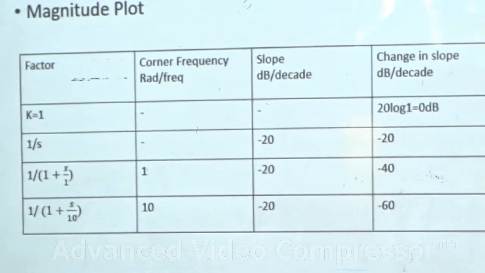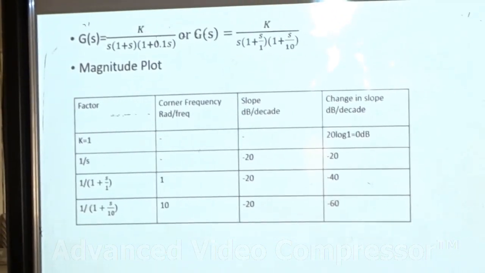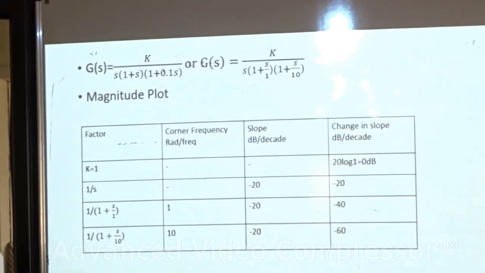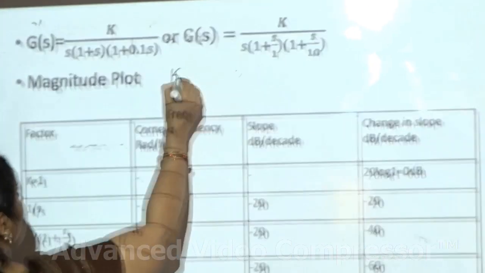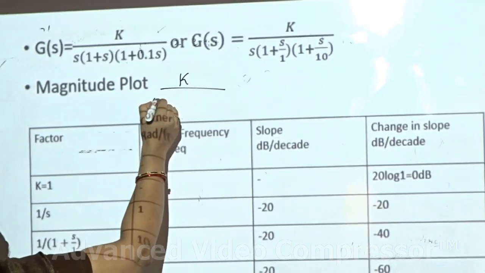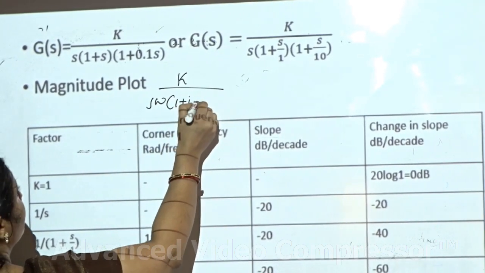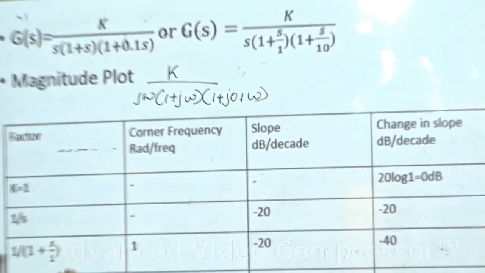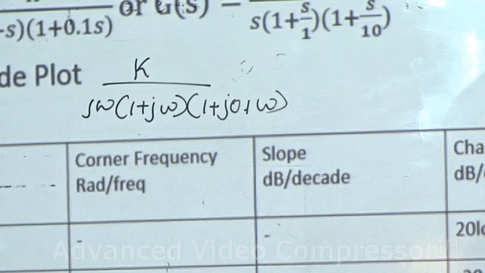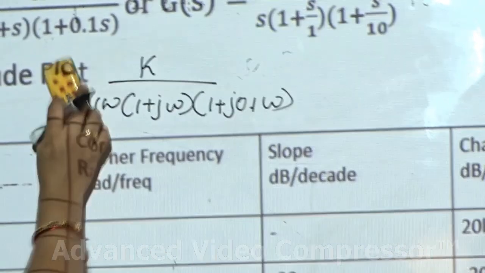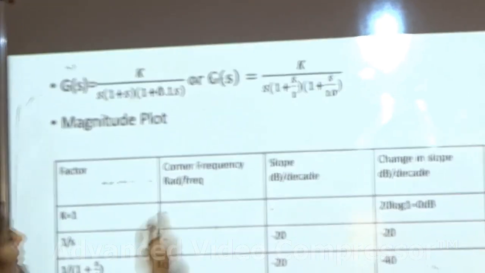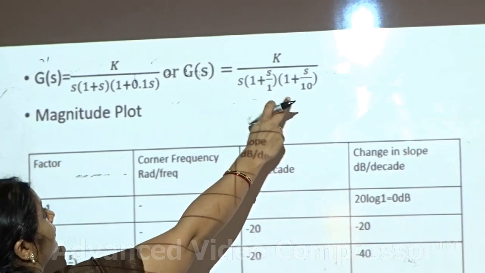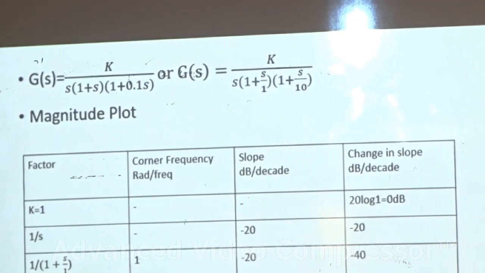First, when the system equation is given, we have to convert it into the standard form. The standard form, as I told you the other day, is K into J omega into (1 plus J omega) into (1 plus J 0.1 omega). And from this we get the gain magnitude, the magnitude of the function. Or else it can also be written in this form. Here that is more convenient, so that you can easily get the corner frequencies.